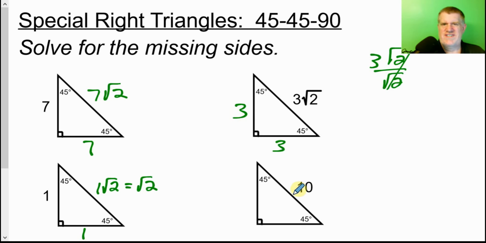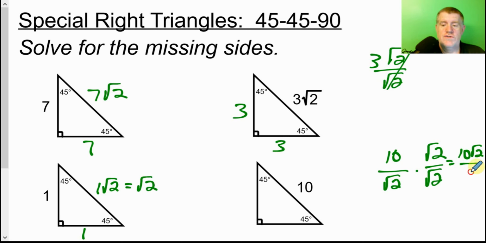Here's a weird one, though. It's 10. Well, I got to divide it by the root of 2. Remember? No radicals in the denominator. So on the top we get 10 roots of 2. On the bottom we have root of 2 times root of 2, which is 2. So that's 5 roots of 2.